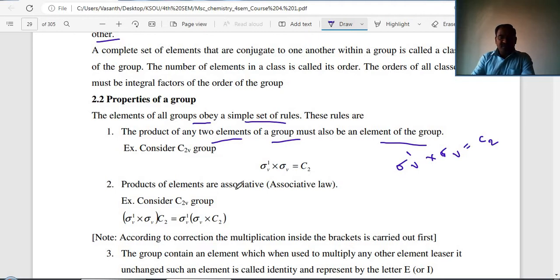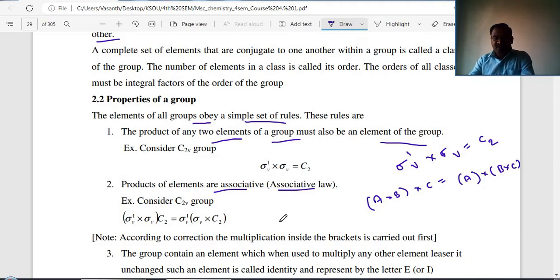The product of elements is associative. Associative law, we know that. What is the basic idea of this associative law? A into B into C is equal to A into B into C. That is the associative law. Here, sigma V dash into sigma V into C2.